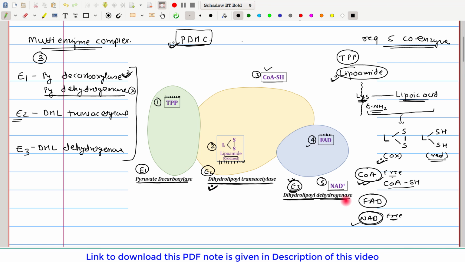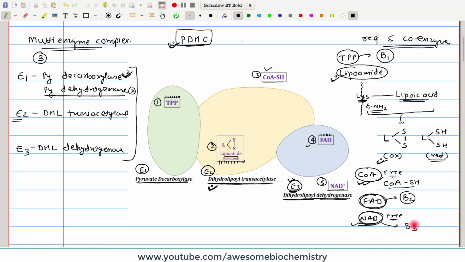One more thing about these coenzymes is that all of them are more or less derived from different vitamins. See, thiamine pyrophosphate is derived from the vitamin thiamine. You can also call it vitamin B1. Flavin adenine dinucleotide is derived from riboflavin. We call it vitamin B2. Nicotinamide adenine dinucleotide is derived from niacin, that is vitamin B3. Right? Coenzyme A is derived from the vitamin pantothenic acid.